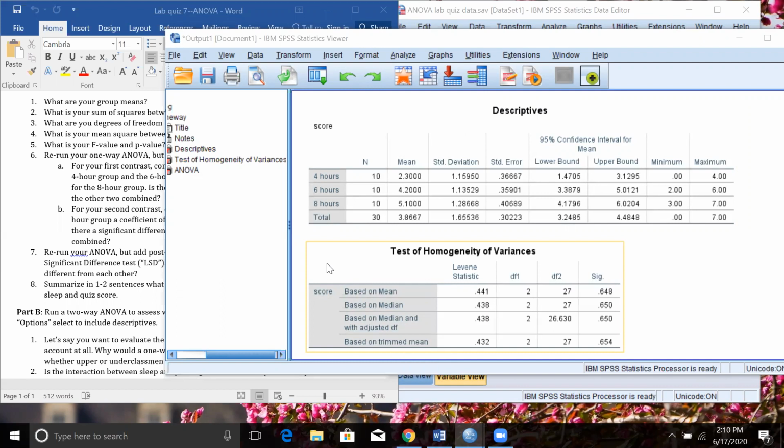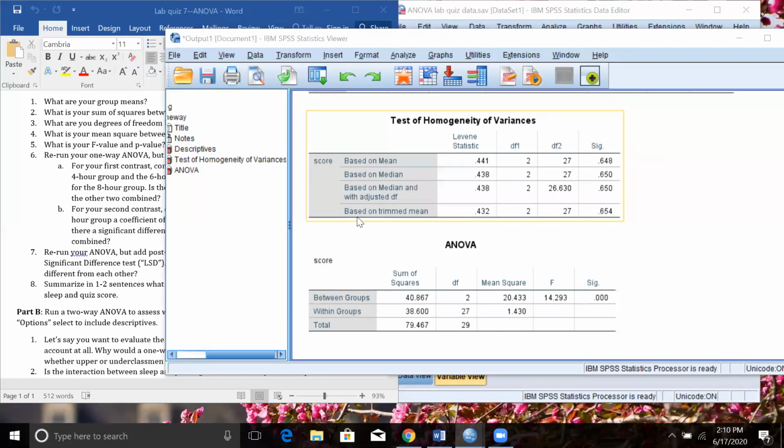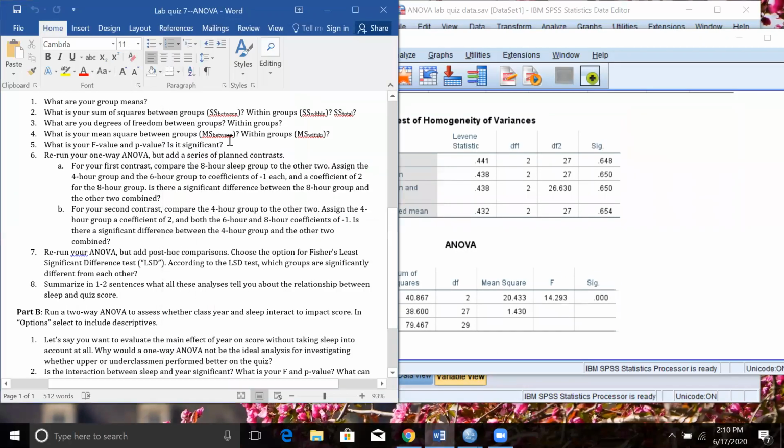So eyeballing the means, they do all appear to be quite distinct from one another. But what your ANOVA F statistic doesn't tell you is whether or not 4 hours is significantly different from 6, or if 6 is significantly different from 8, or if 8 is significantly different from 4 and 6 combined. It just tells you that there is a difference present here. Okay, so that gets you through your ANOVA summary table.